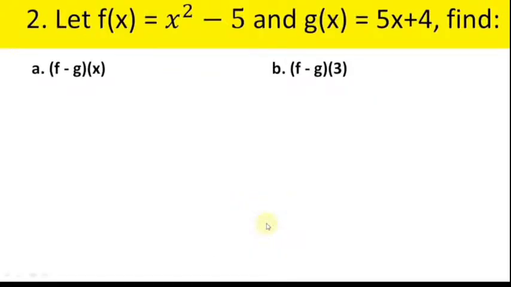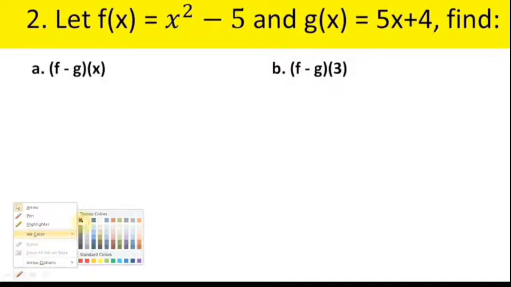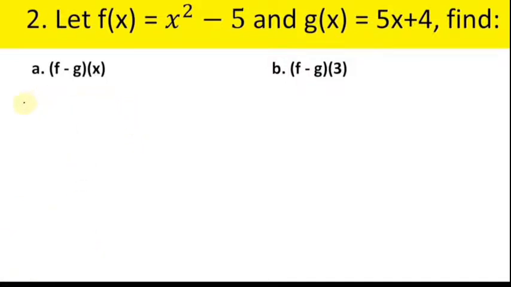Next, example number 2. We have, let f of x equals x squared minus 5 and g of x equals 5x plus 4. Find, letter A, the quantity of f minus g times x. So we need to find the value of the difference, or the result. The formula for number 2, letter A: f minus g times x equals f of x subtract g of x.